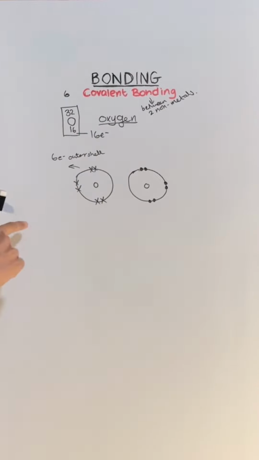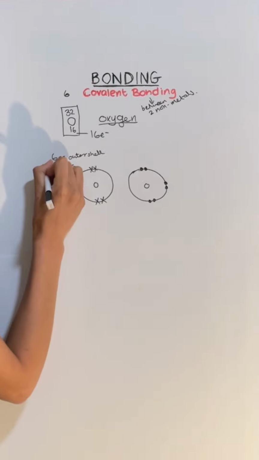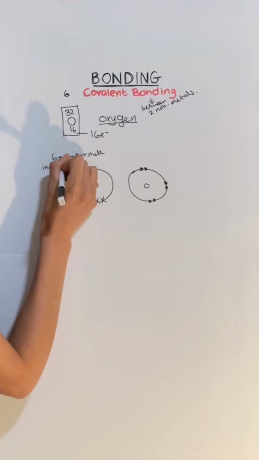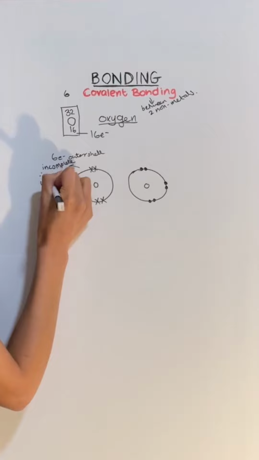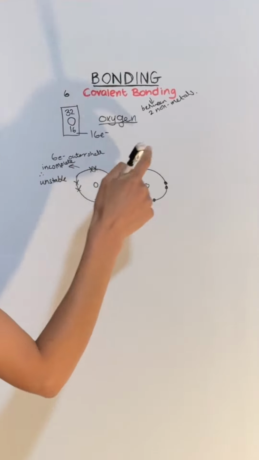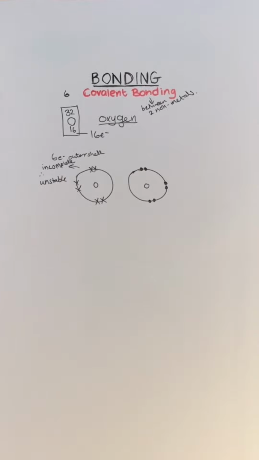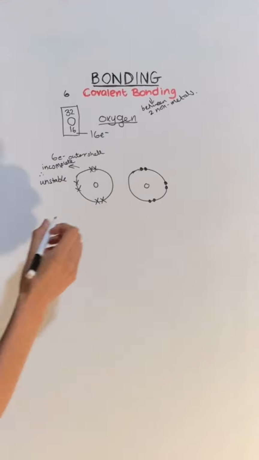And here, this is incomplete, so it's unstable. Incomplete, therefore unstable. And same for this other oxygen as well. So let's give them a covalent bond just to see how it works. And remember, covalent bond is sharing 2 electrons.